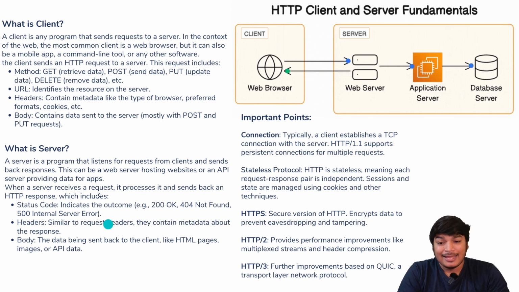Then headers, similar to the request header, the header will contain metadata, the response related metadata. And the body, now this body is the response body. This is the data being sent back to the client, like HTML pages, images, or API data such as JSON data, or it can be other format data. So this is what a server response contains.